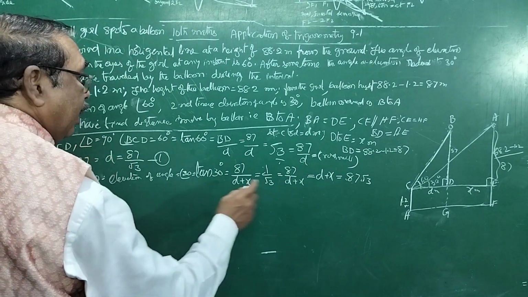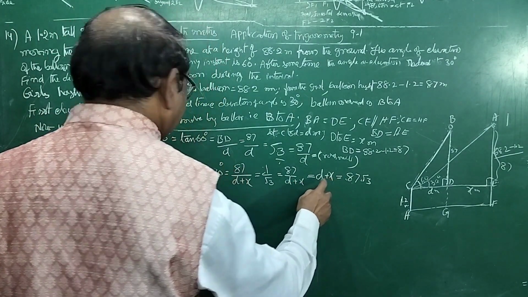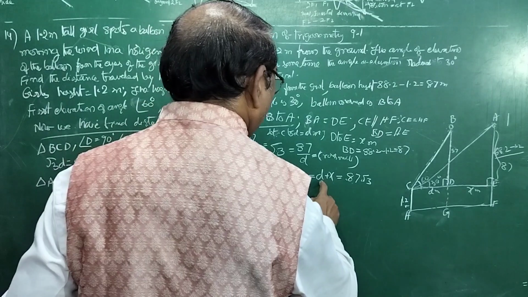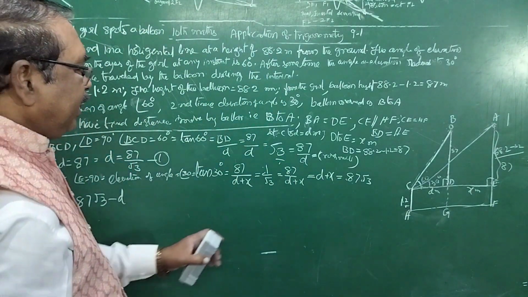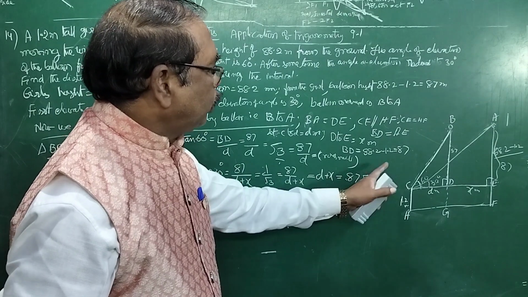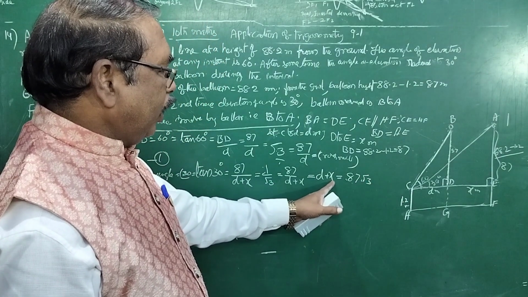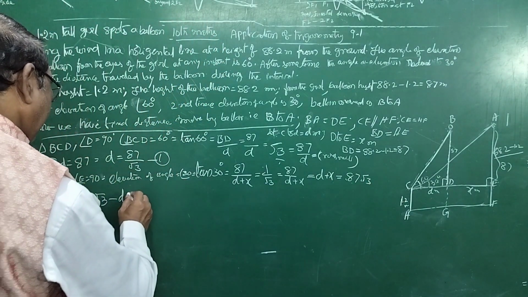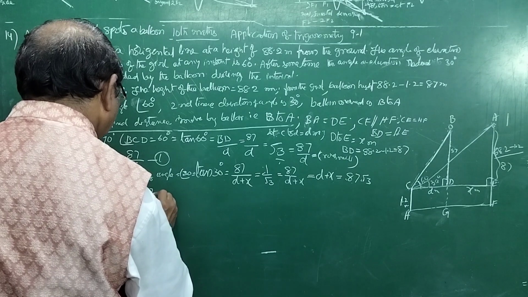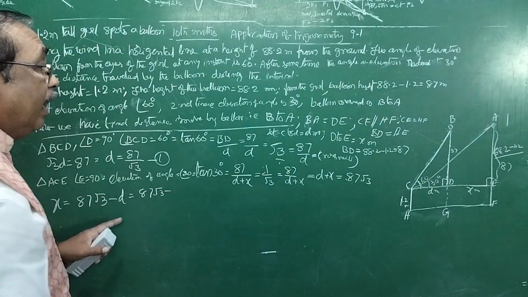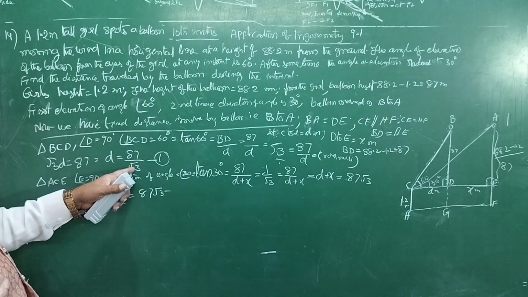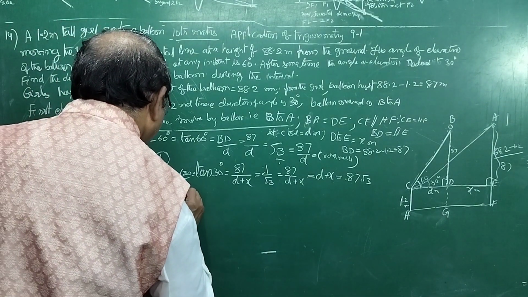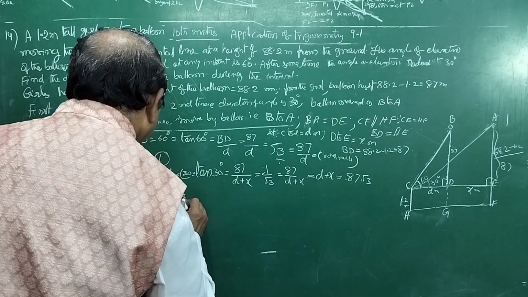What is the x value? d goes to the other side as minus d. Now we are going to find the x value: 87 root 3 minus d. You see here we found the d value is 87 by root 3. Already we found it.